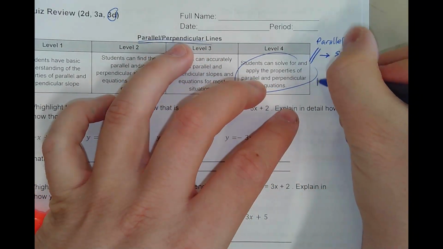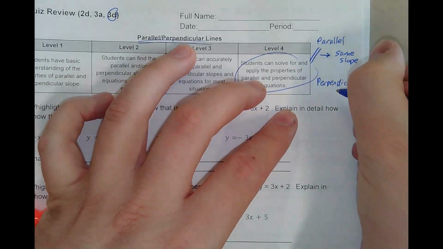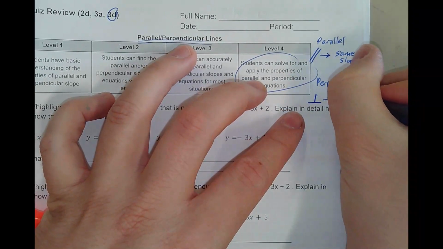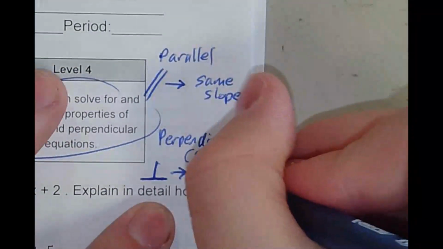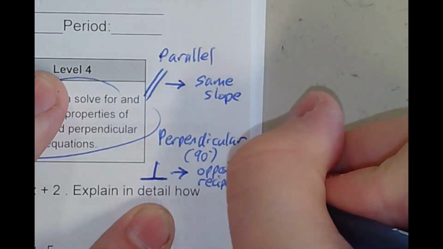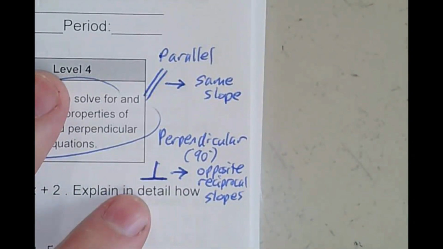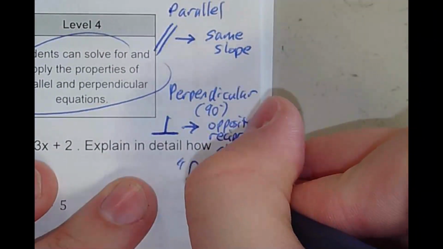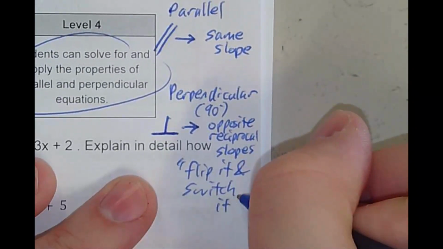Whereas perpendicular, which quite literally means 90 degrees, uses this symbol, the perpendicular symbol. Perpendicular means opposite reciprocal slopes. Opposite reciprocal slopes. AKA the flip it. Yeah, flip it and switch it.